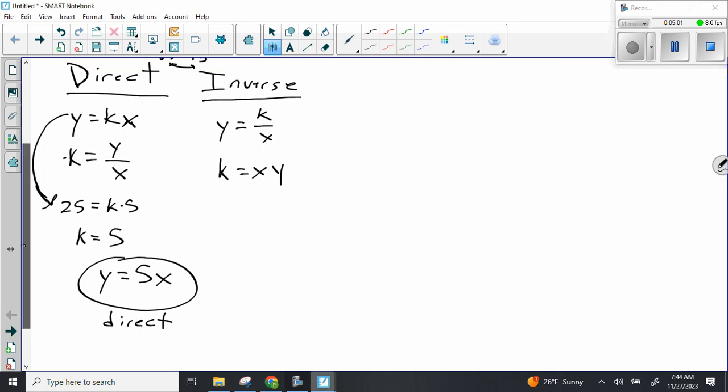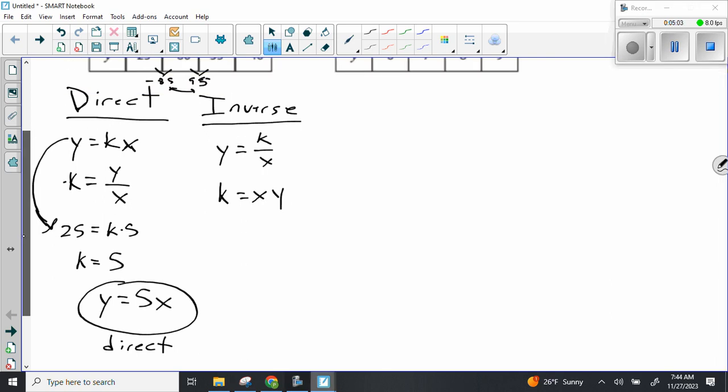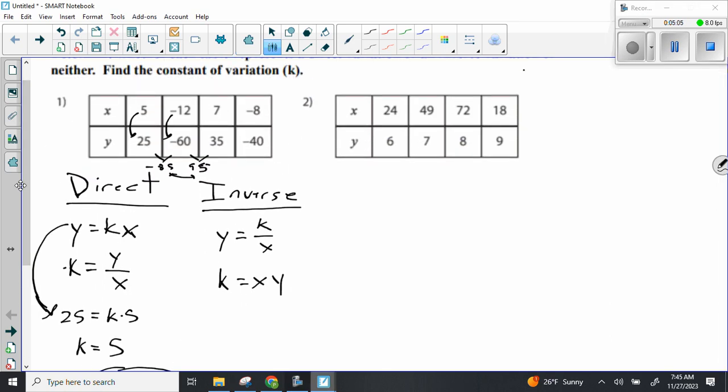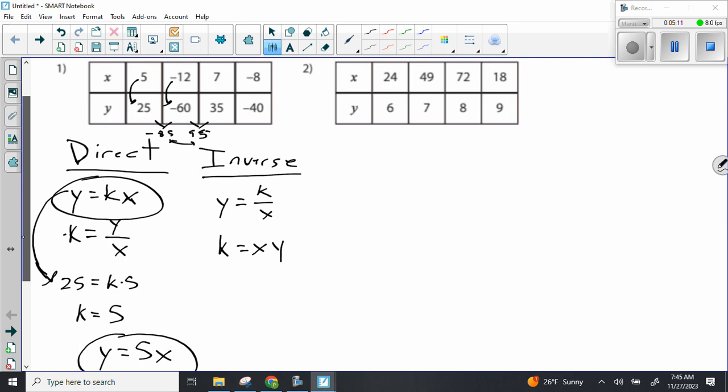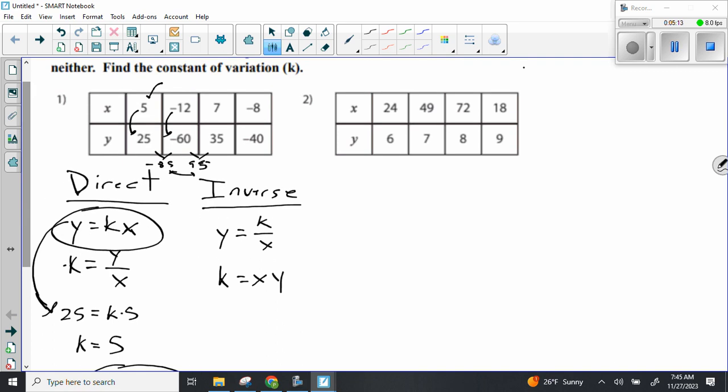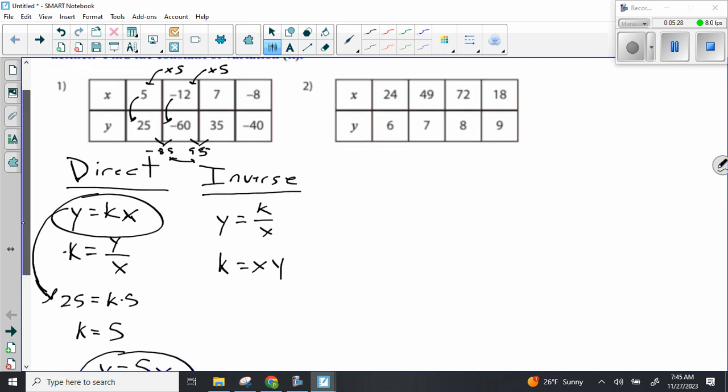Sorry, it looked a little weird to me, but it works. This matches; it is a form of direct variation. The constant is 5. If I do 5 times 5, I get 25. If I do 5 times negative 12, I get negative 60, and so on. So that constant of variation is 5. It's working, and it's direct variation. Sorry, it took me a little minute to get there.